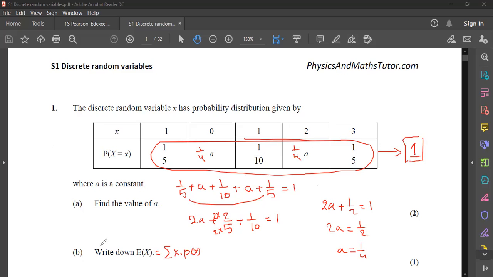The sum of x's times their probability. So excuse me for a minute. Okay. So let me continue what we were doing.